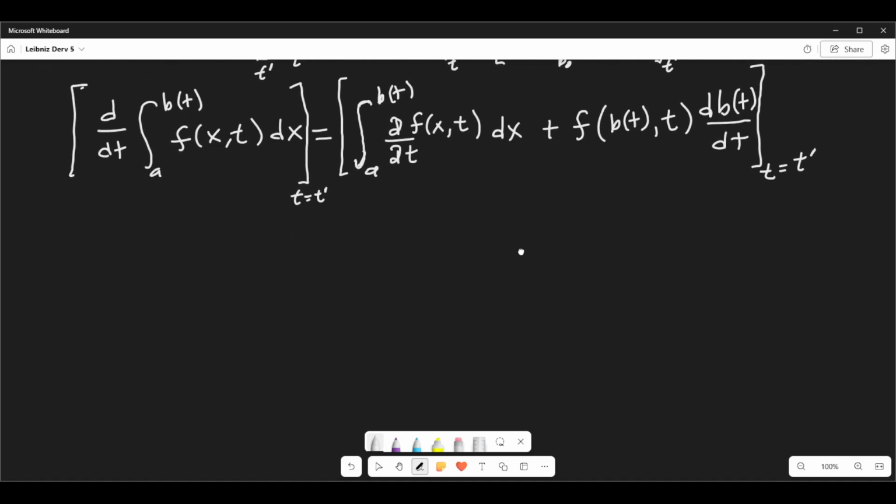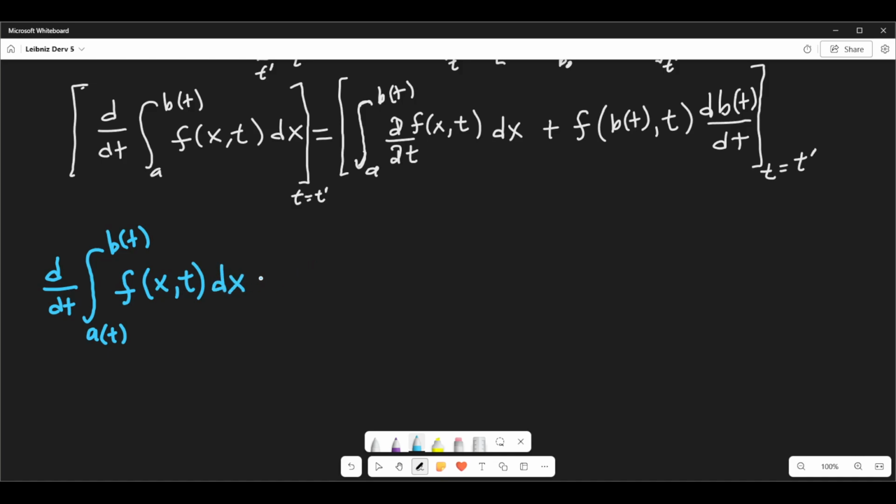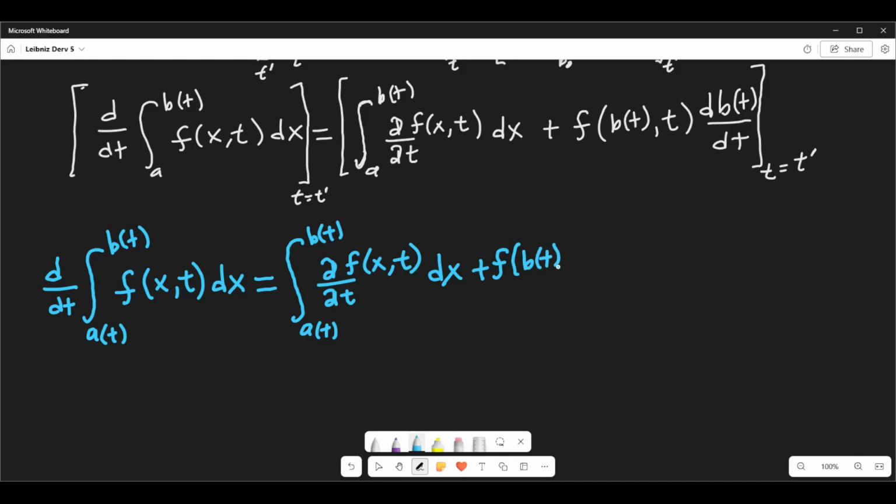If both boundaries move, it turns out it's about the same equation. So what it actually looks like is d by dt of an integral between a of t and b of t of a function of x comma t dx, and this thing equals first the integral of the partial derivative of the function of x and t dx, and then added to that is what came before, still f of b of t comma t times db with respect to dt.